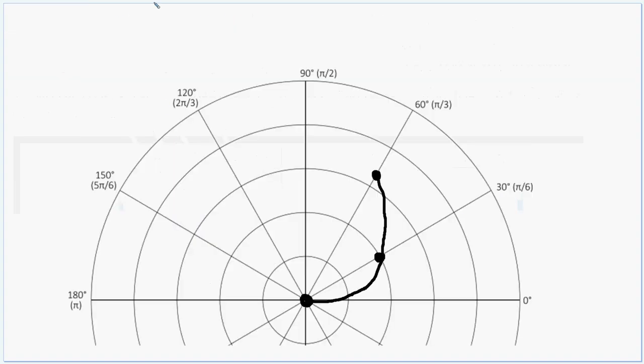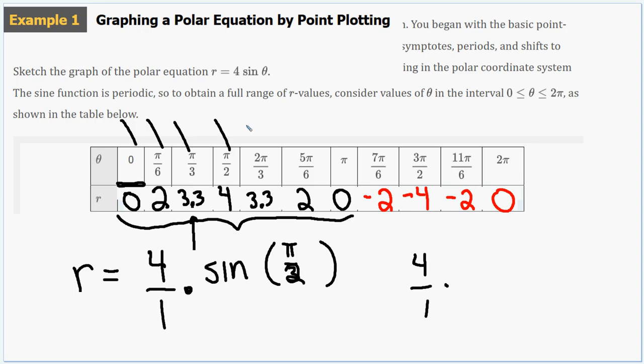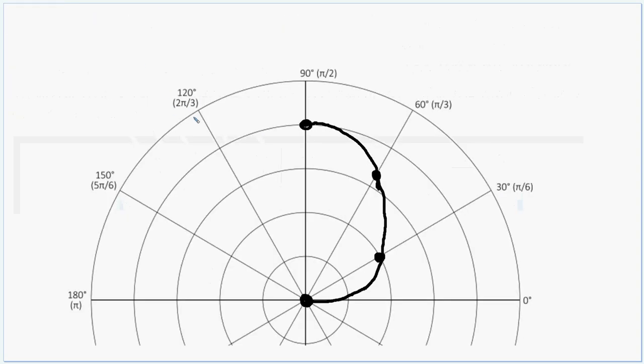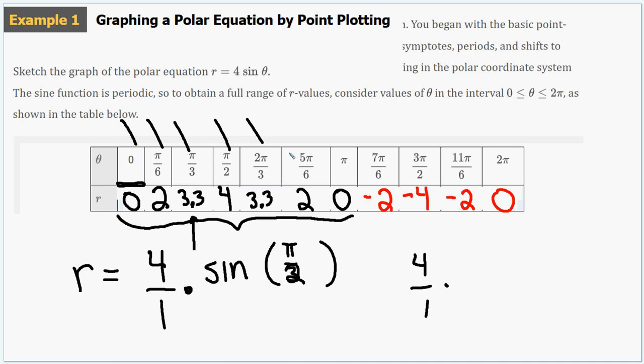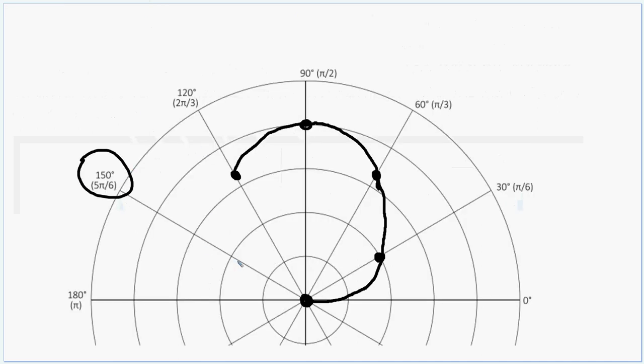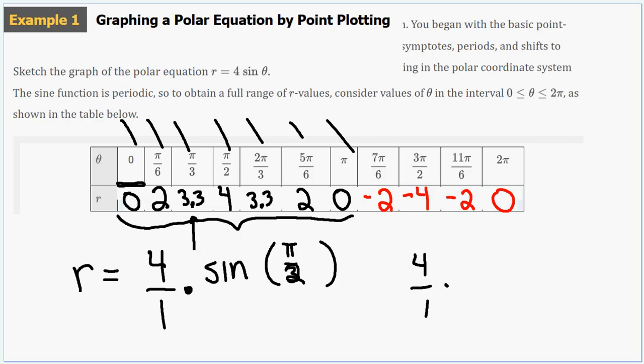At pi over 2, we go out 4 units. So we're going to go straight up 1, 2, 3, 4 units. This is a pretty terrible graph, but it's coming around there. What did we have next? 2/3 pi and 3.3. So here's 2/3 pi, 1, 2, 3, 0.3. The graph is coming back around. Next, 5 pi over 6, 2 units. So here's our 5 pi over 6. We go out 1, 2. The graph is coming back around. And then at pi, we're back to 0.